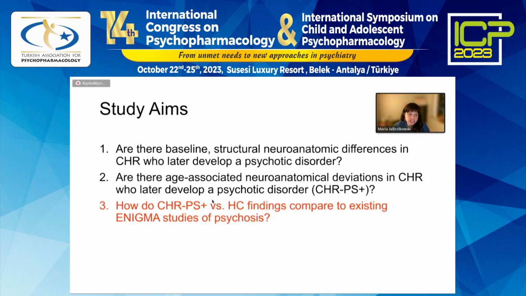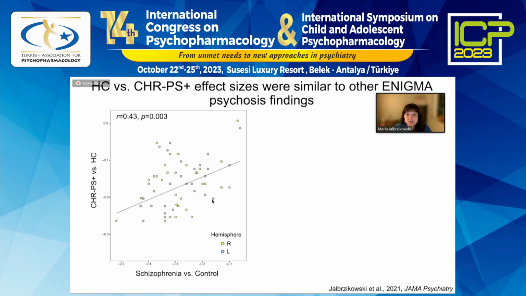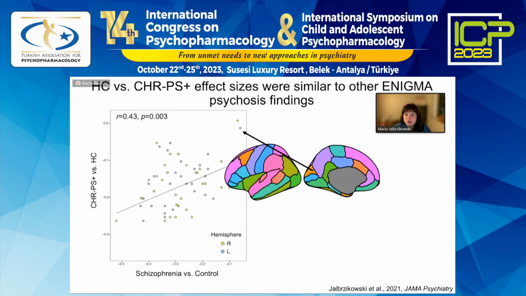So for the last theme of the study, we wanted to know, well, how do our findings compare with other existing ENIGMA working group studies? And so we have this harmonized neuroimaging data, so we can take advantage of this and compare our results across different studies. So for every study, we have the same neuroimaging measures.